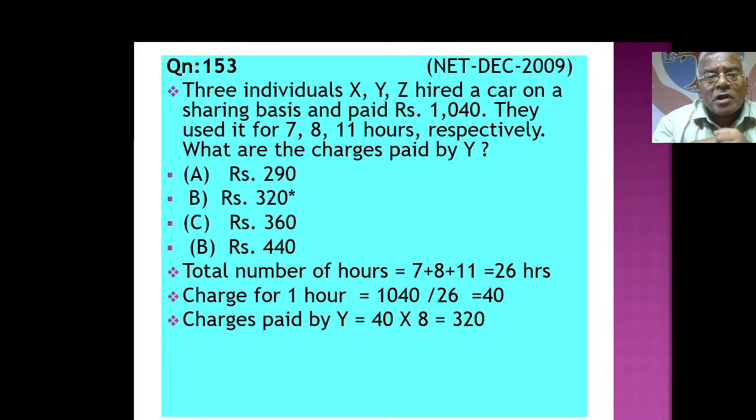இப்போ total number of hours எத்தனை? 7, 8, 11, 26 hours. அப்போ charge for 1 hour, 26 மணி நேரத்துக்கு 1040னா 1 ஹவருக்கு எவ்வளோ வரும்? நான் கால்குலேட் பண்ணோம்னா 40 ரூபா. அப்போ 1 ஹவருக்கு 40 ரூபானா Y வந்து எத்தனை மணி நேரம் அவர் வாடகைக்கு எடுத்துருக்காரு? 8 மணி நேரம். அதை கால்குலேட் பண்ணணும். ஸோ charges paid by Y is equal to 40 into 8, 320. So 320 is the right answer.